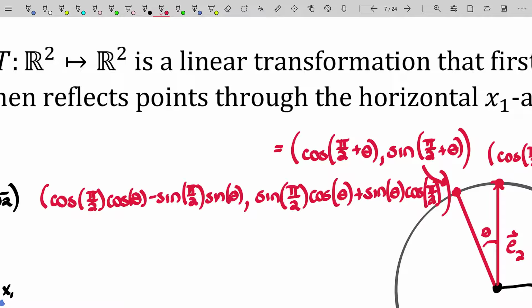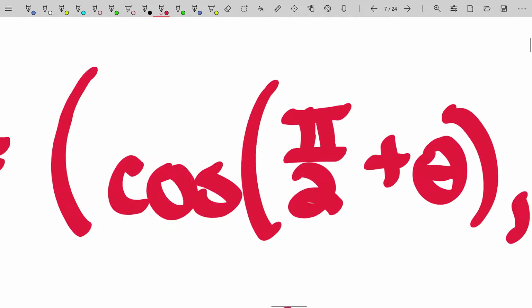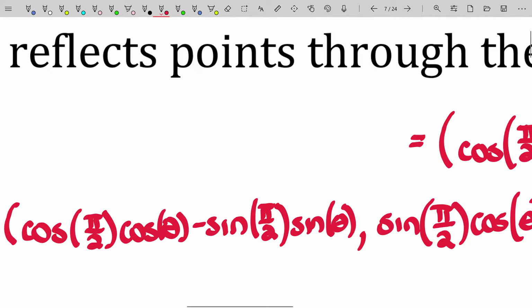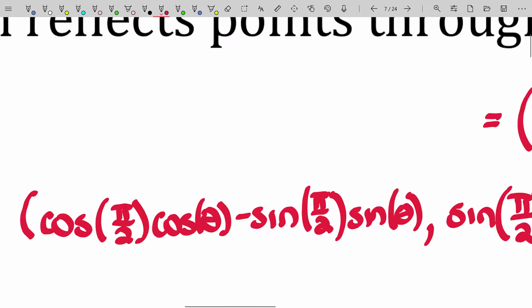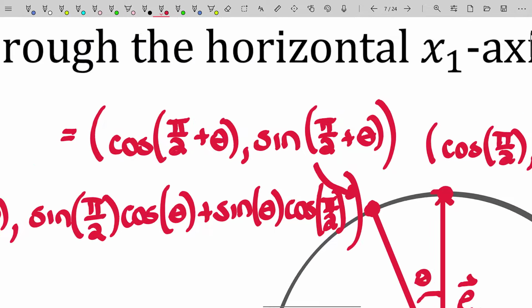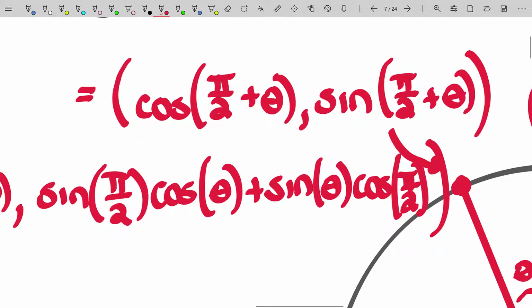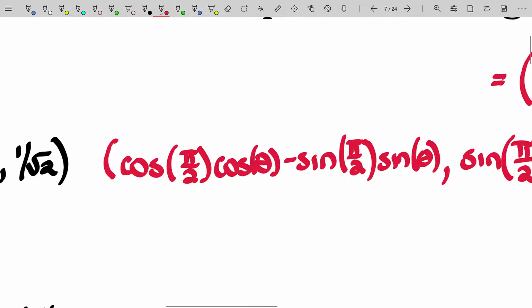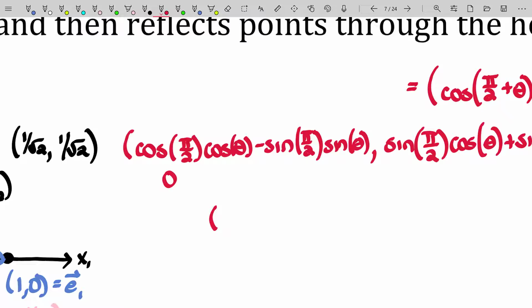Now, a lot of my handwriting ran into each other, but basically all I did here was exchange this x value, cosine of pi over 2 plus theta, for its sum of angles version: cosine of pi over 2 cosine of theta minus sine of pi over 2 sine of theta. Likewise, the sine of pi over 2 plus theta, using the sum of angles identity, is sine of pi over 2 cosine of theta plus sine of theta cosine of pi over 2. We happen to know cosine of pi over 2 is 0, so that point can be written as 0 minus the sine of pi over 2, which is 1, times sine of theta, so a negative sine of theta.